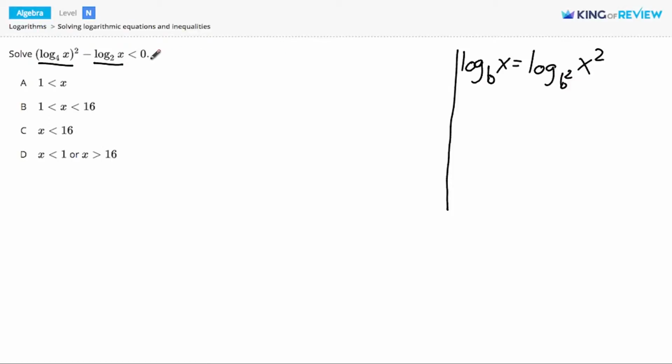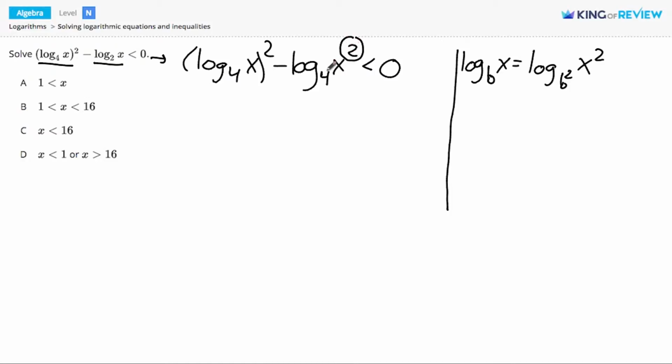Using that property, I can rewrite this inequality as the log base 4 of x squared minus the log base 4 of x squared, so now I have squared my base from 2 to 4. I squared the term inside the log as well. Now this would be very nice if both of these terms were based on the log base 4 of x. We need to do something about this squared, though, which is inside the log base 4 in the second term.